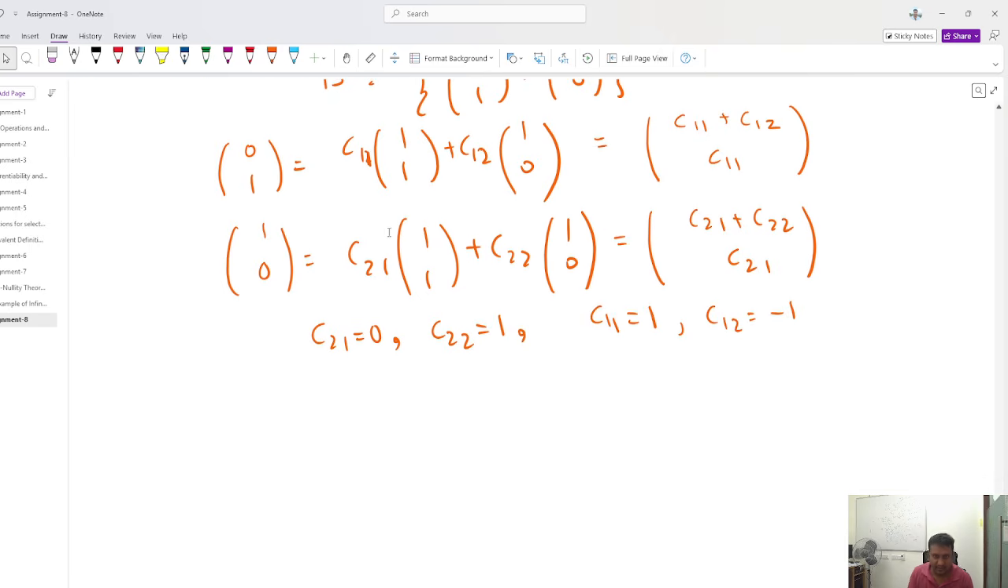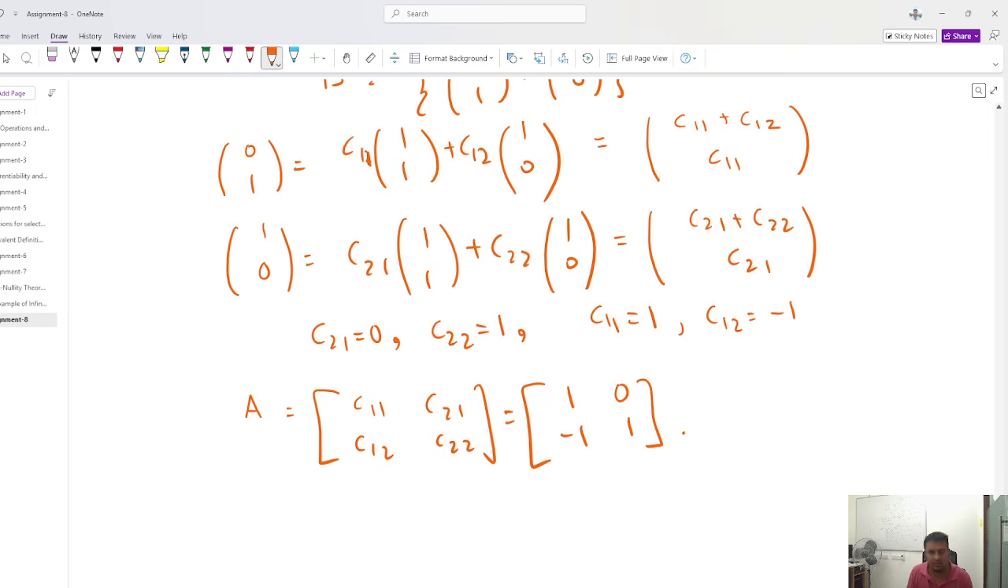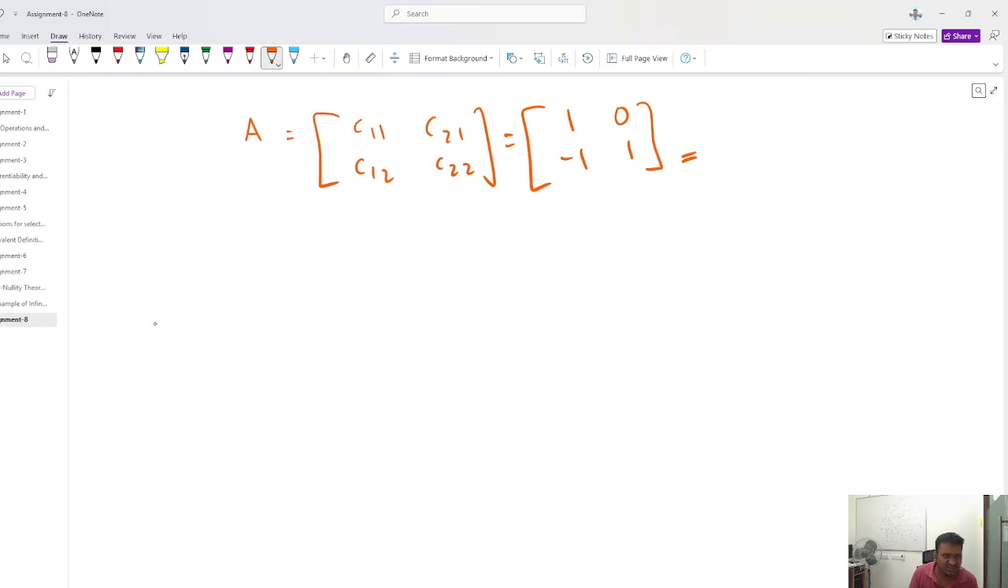So what is your matrix, guys? The matrix is just these scalars written vertically: C11, C12, C21, C22, like this. So 1, minus 1, 0, 1. That's all you have to do. So I will urge you to do part B. It's the same, because nothing is different there. So let us do question number 5 now.